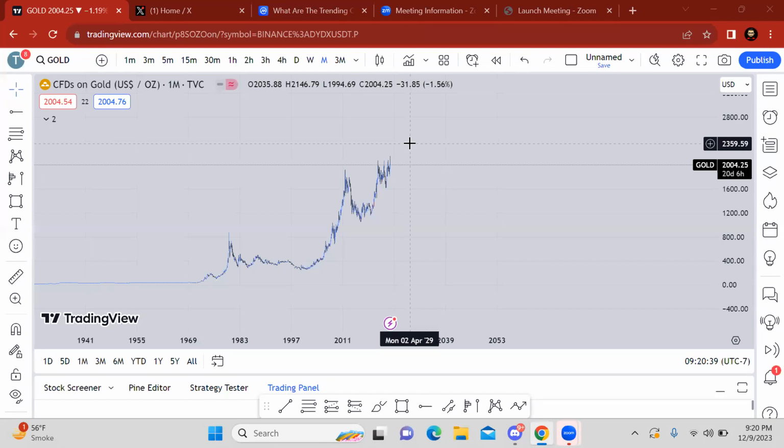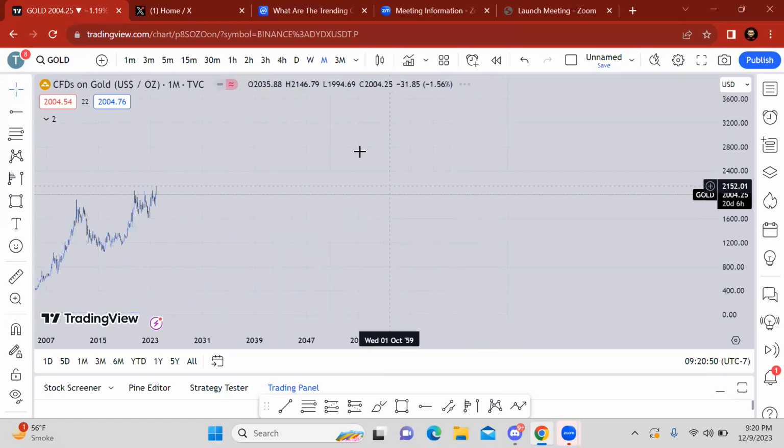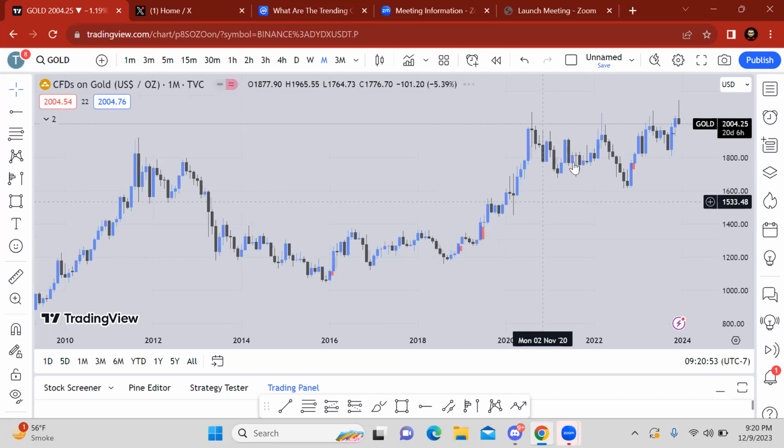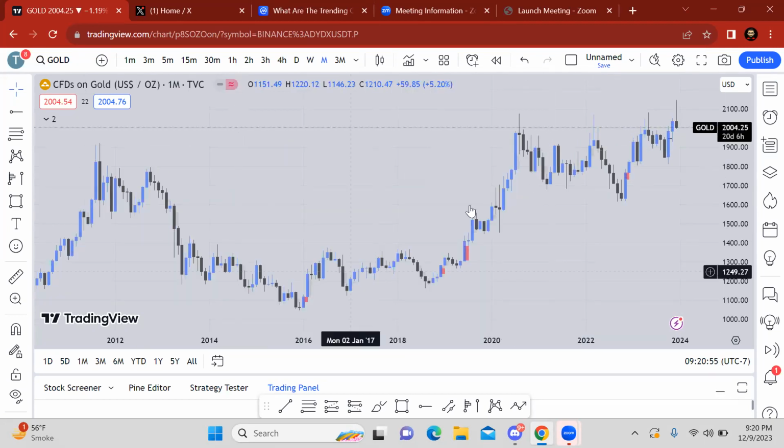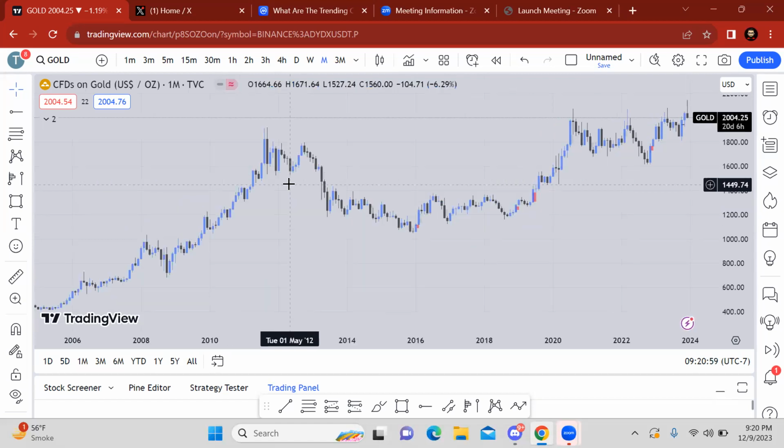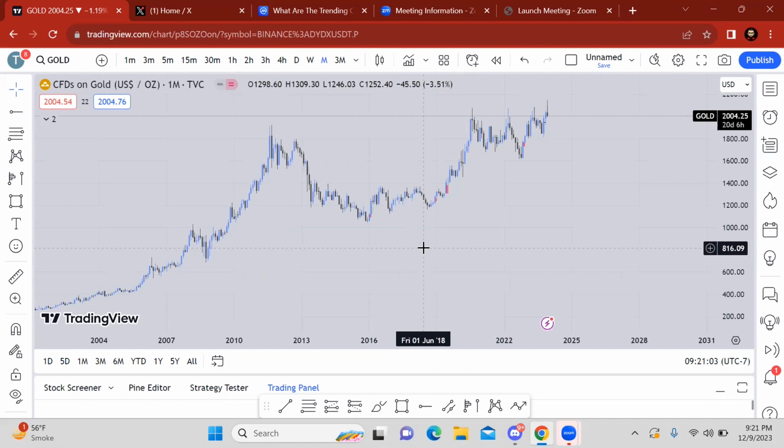I'm just analyzing gold here. It's 12th of December, 9:20 p.m. in my local area, 2023. So yeah, let's get started. I'm starting from the monthly time frame, then weekly, daily, and then I will come back to the lower levels.